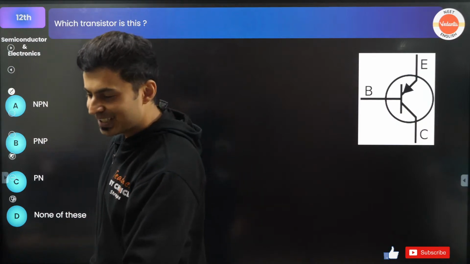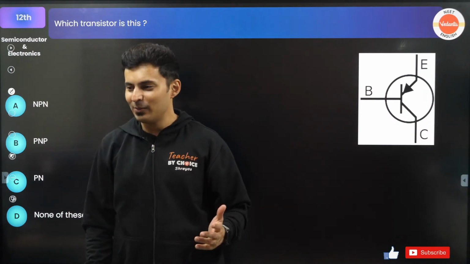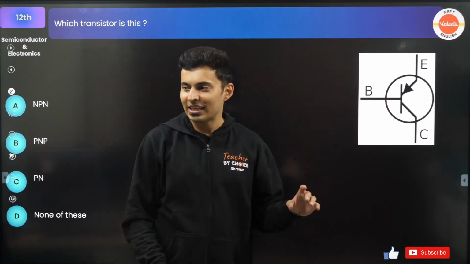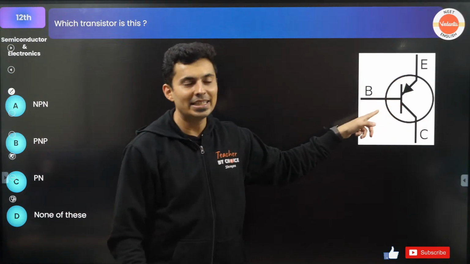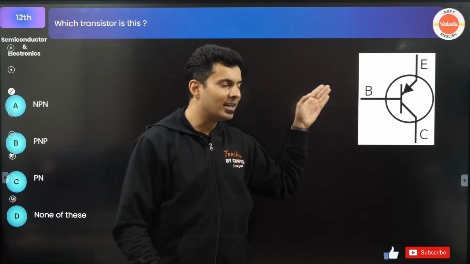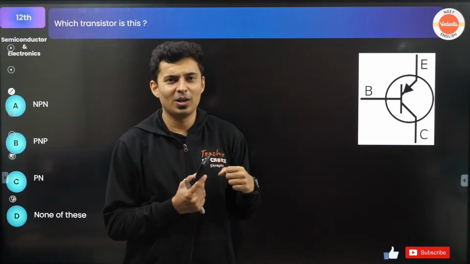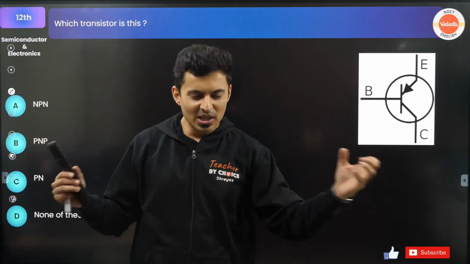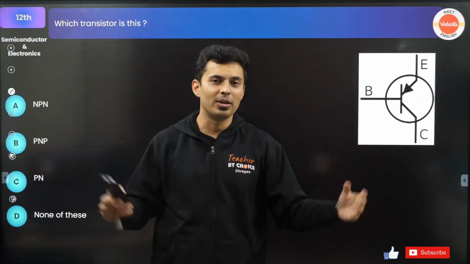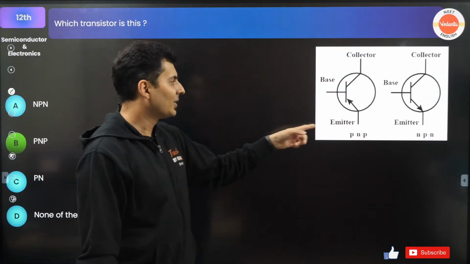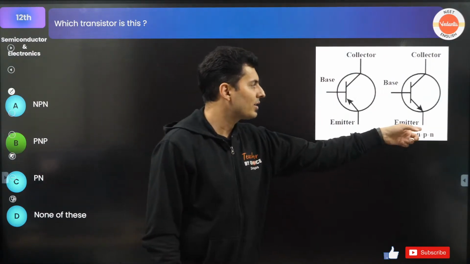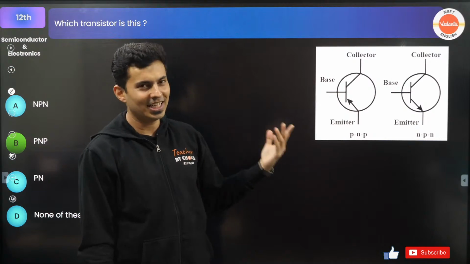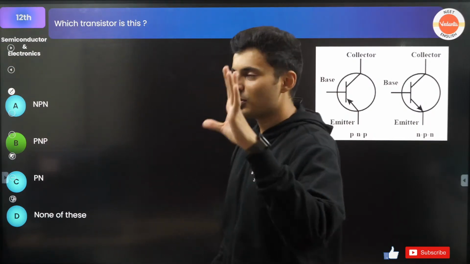Okay, from NEET Made Easy to NEET English. B. Everybody B? Yes. What is happening? It's coming inside, right? If it is coming inside, introvert. Who is introvert? PNP. NPN, extrovert. PNP, introvert. NPN, extrovert. So that's how it works. So NPN, the arrow is always outside. PNP, it's always inside. That's the symbol for that. Very good. You nailed it.